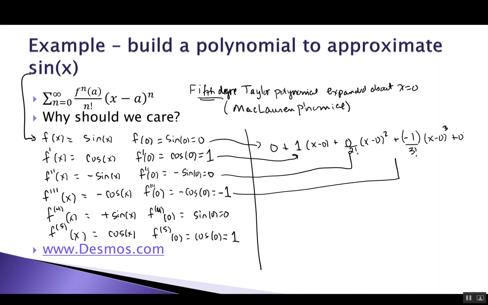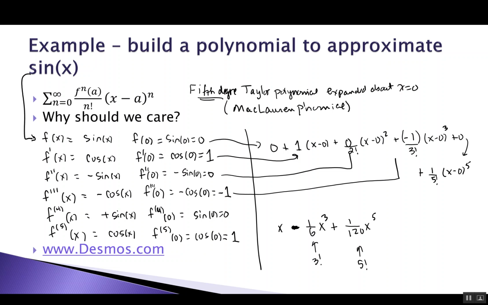The next one is a 0. I'm running out of space, so I'll just leave that out. And then the next one is plus a 1 over 5 factorial times x minus 0 to the 5th. And when I clean this up, I'm going to get x minus 1/6, 3 factorial is equal to 6, x cubed, plus 1 over 120, x to the 5th. So this was my 3 factorial, and this was my 5 factorial when I clean that up.